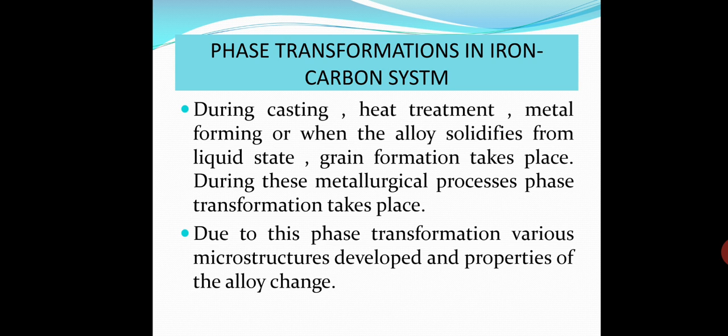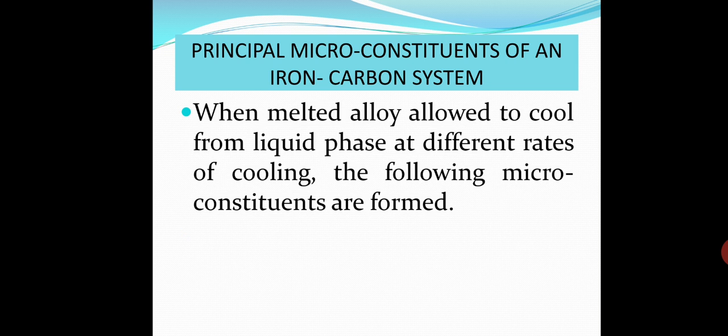Similar to pure iron, where the properties change with phase transformation. We have already discussed the allotropic forms of iron, which exist because of phase transformation. Here also, in case of the iron and carbon system or for the alloy, due to the phase transformation, various microstructures develop and the properties of the alloy change.